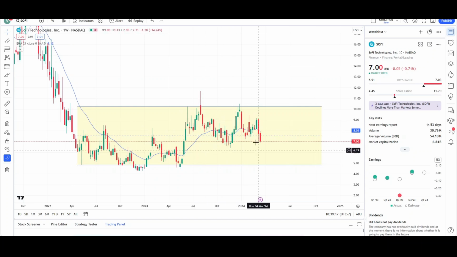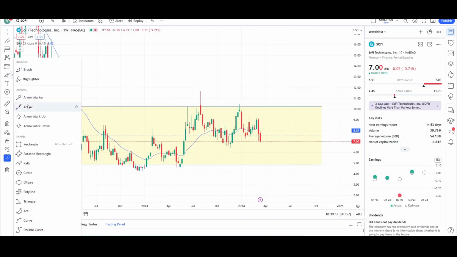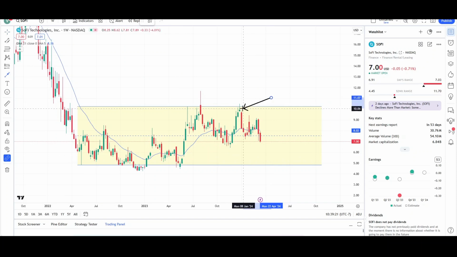And if we came back inside this range, where do you think price is headed? Price goes from the highs to the lows, lows to the highs. So highs right here, lows back over here. So again, SoFi, it's not guaranteed to get there, but it is headed in that direction.